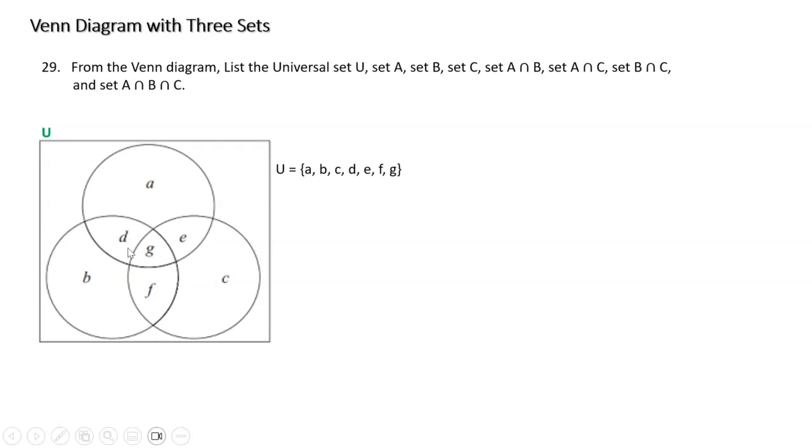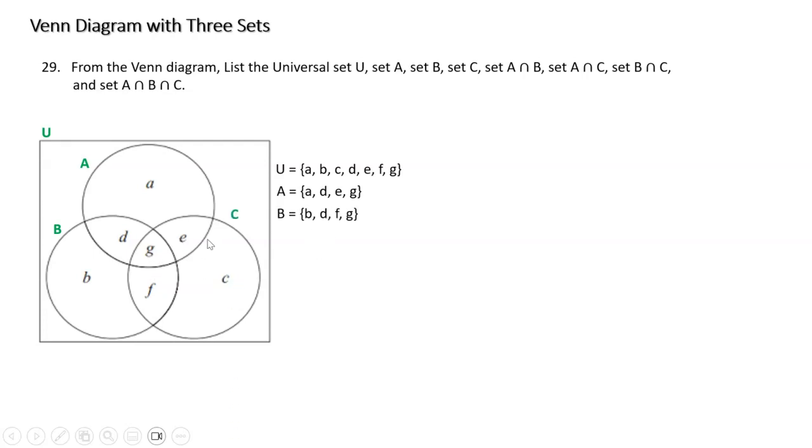It's going to be A, B, C, D, E, F, G. So set A is going to be A, D, E, G. Set B is going to be B, D, F, G.